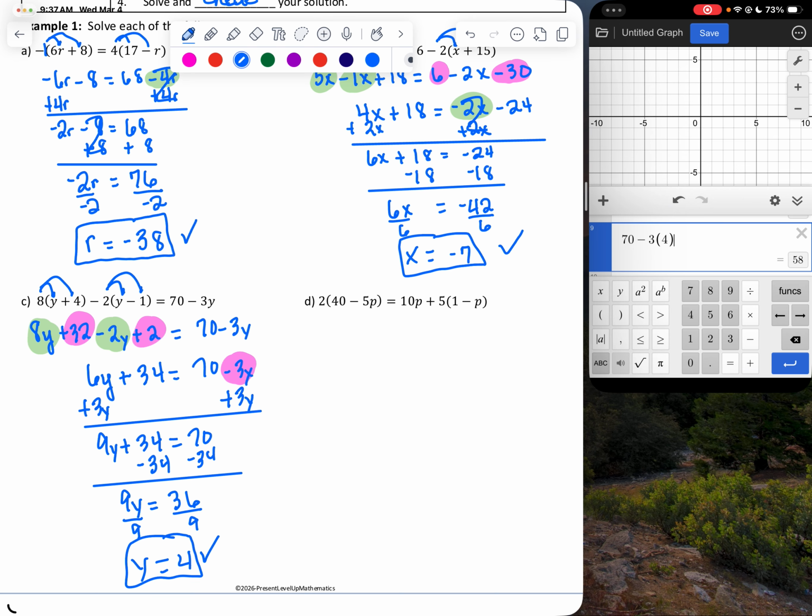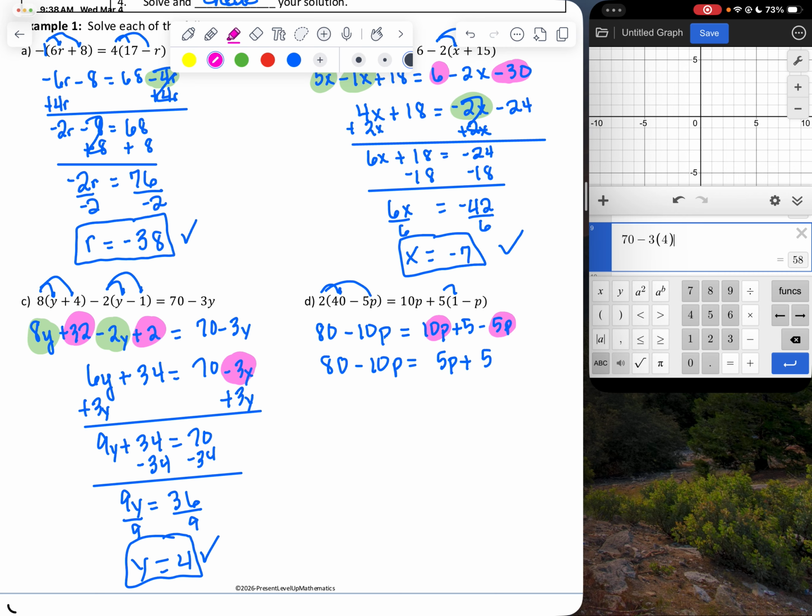All right, let's welcome back and see how you did. So when I distributed the 2, I got 80 minus 10p is equal to 10p plus 5 minus 5p. Now there was nothing to combine on the left side, but on the right side I noticed that I had a 10p minus a 5p, which gave me 5p plus 5.